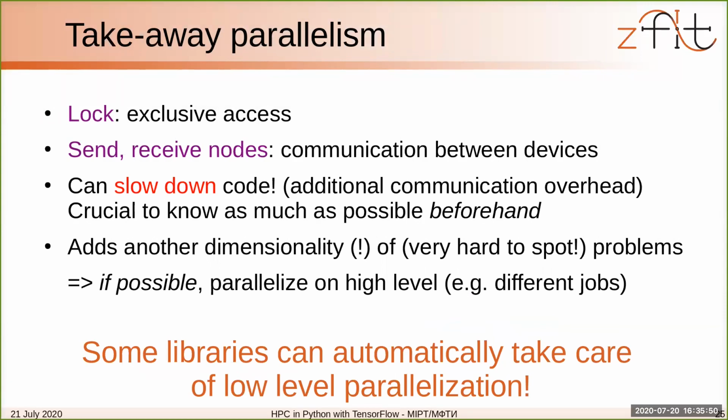There are also different locks, re-entry locks, and so on, or tokens. There is exclusive access. We have send and receive nodes, that is communication between devices, or let's say between processes, between separated memories. And it can really slow down your code. It's very simple because we had a lot of overhead there. We're trying to be smarter, but it's a lot of overhead.